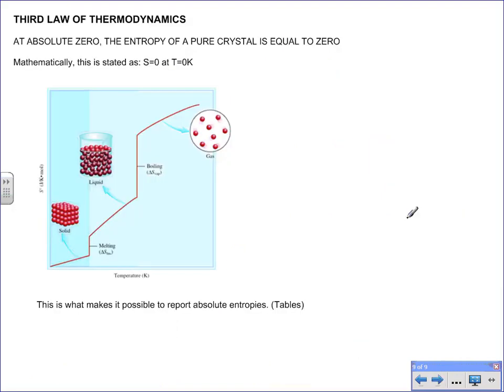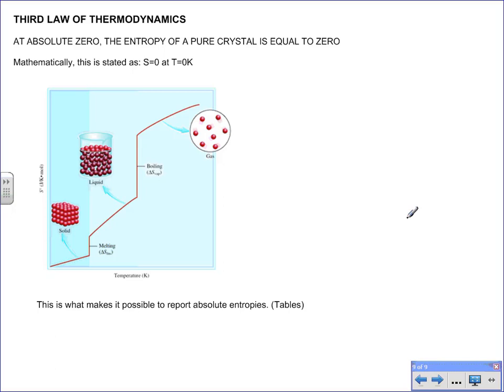The last thing in this lesson for us to discuss is the third law of thermodynamics. This gives a bit of an explanation as to why we're able to determine absolute entropies at a specific temperature. The third law of thermodynamics states that at absolute zero, the entropy of a pure crystal is equal to zero.